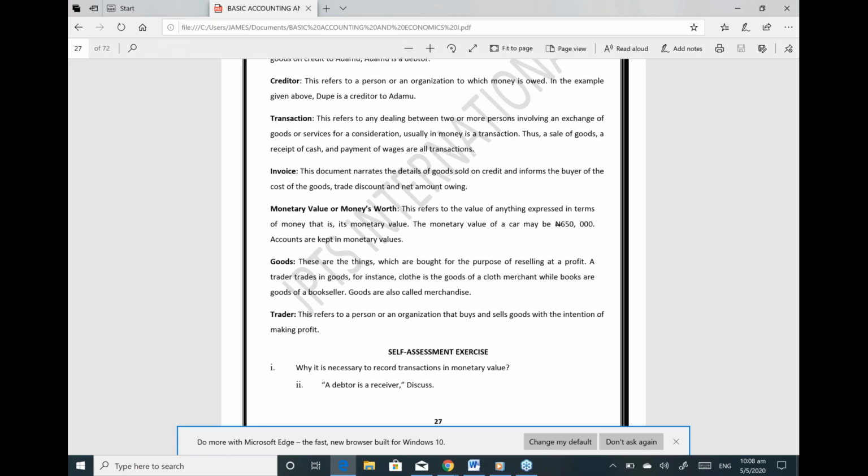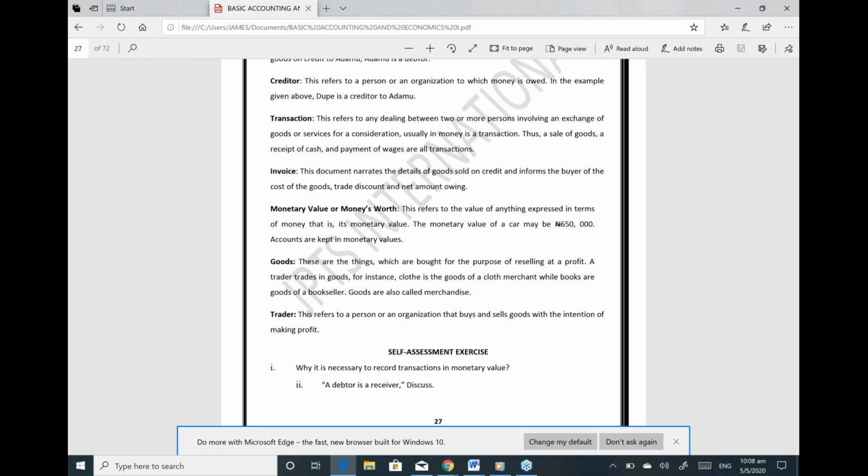Now, we also look at the invoice. We did this last week. It is a document that narrates the details of goods sold on credit and informs the buyer of the cost of the goods, the trade discount, and the net amount owing.